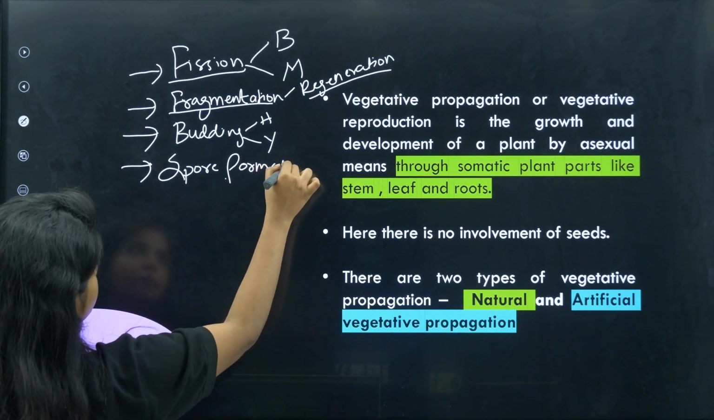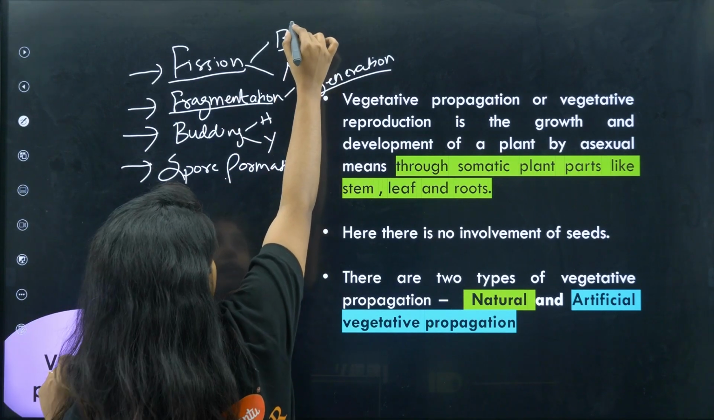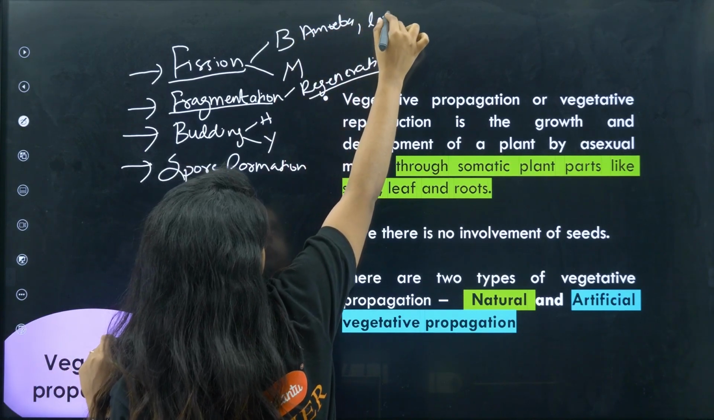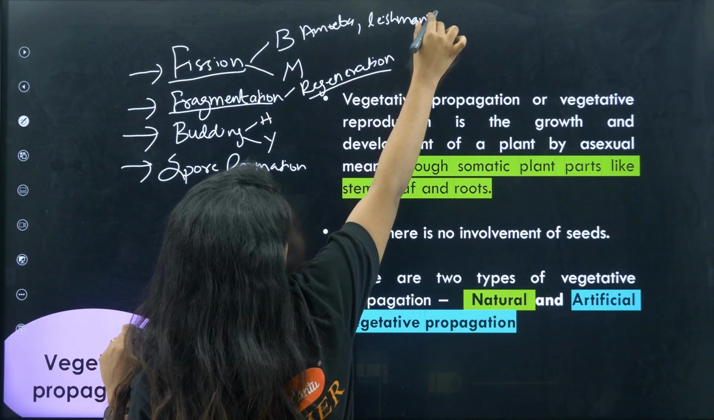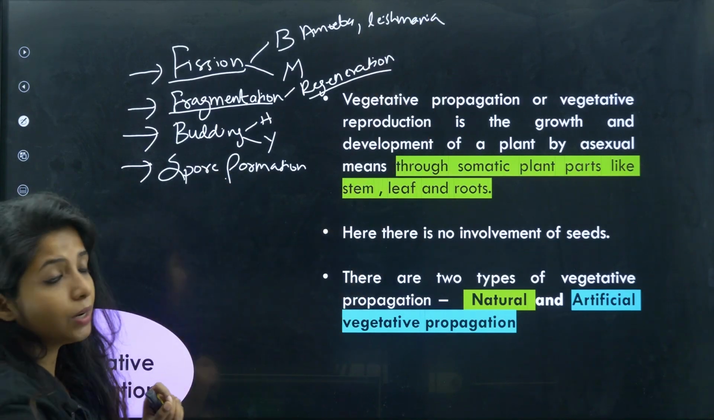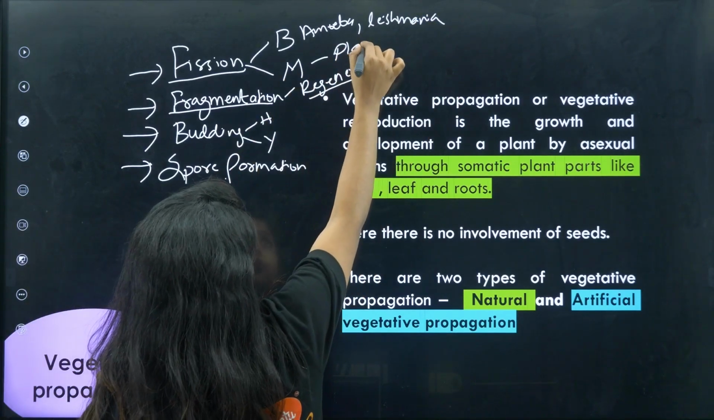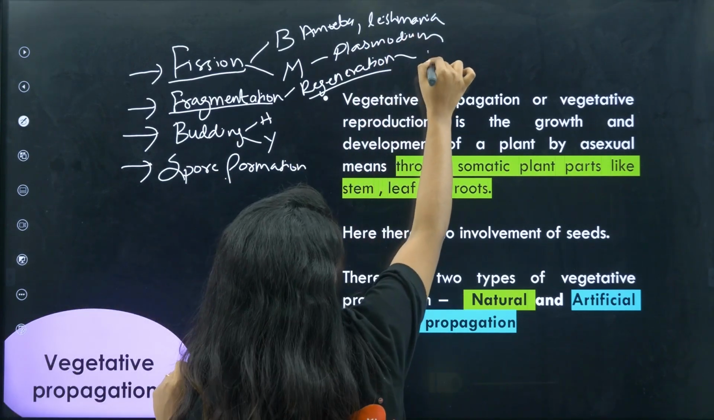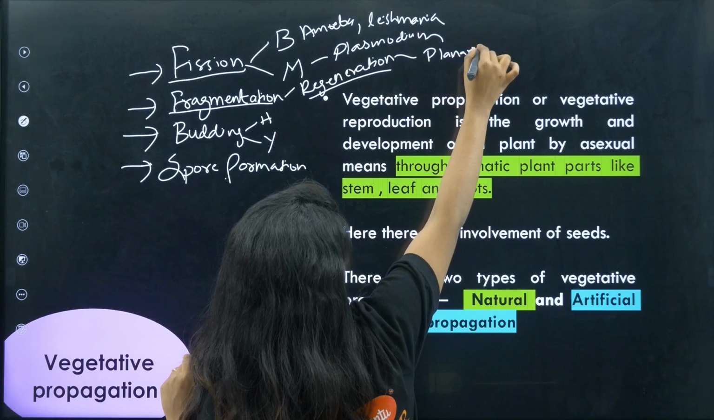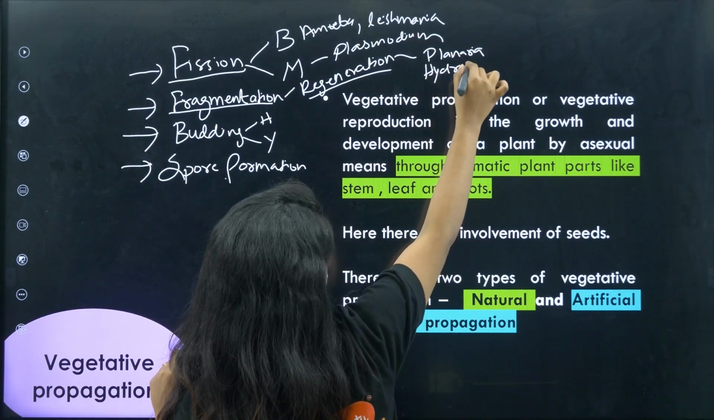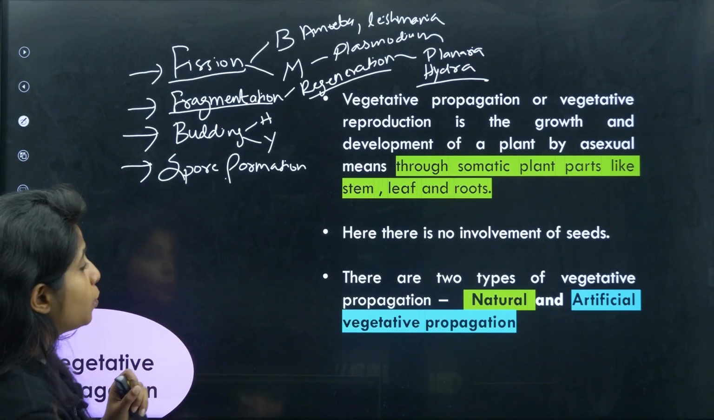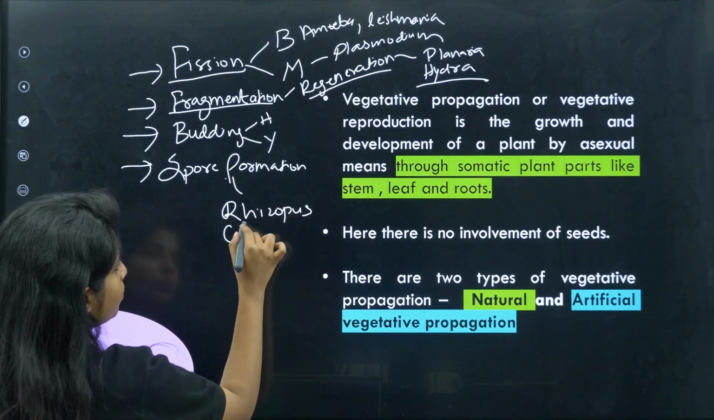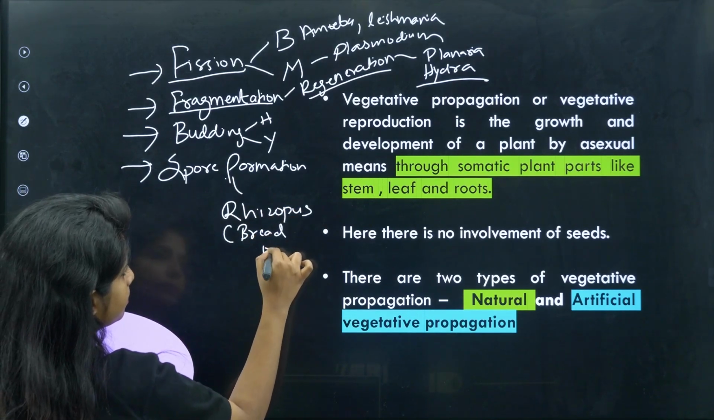Spore formation. Fission, the most important example is amoeba for binary, and leishmania as well. Leishmania, euglena and all of them. Leishmania is the one that causes Kala Azar. And for multiple fission, the example that you need to remember is plasmodium. They give rise to multiple organisms. Regeneration, the examples that you need to remember are planaria and hydra, since they are in your NCERT textbook. And spore formation, the example is rhizopus, the bread mold, the same thing that you see on the bread.